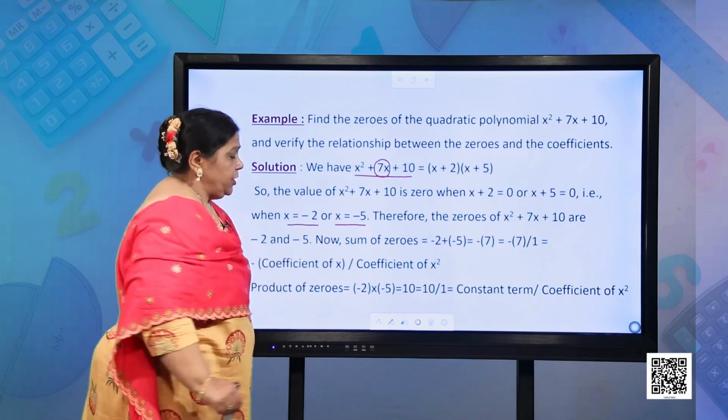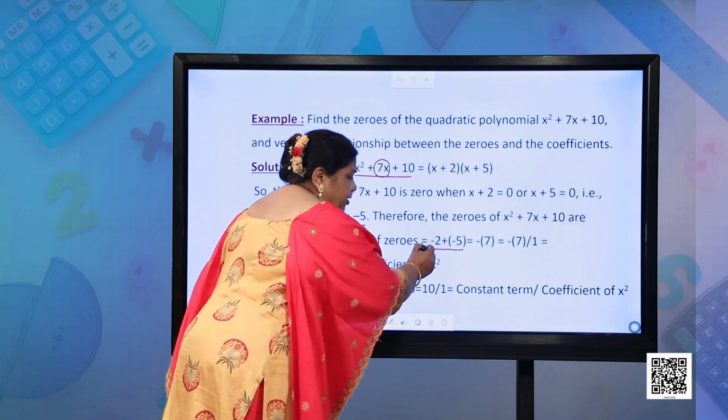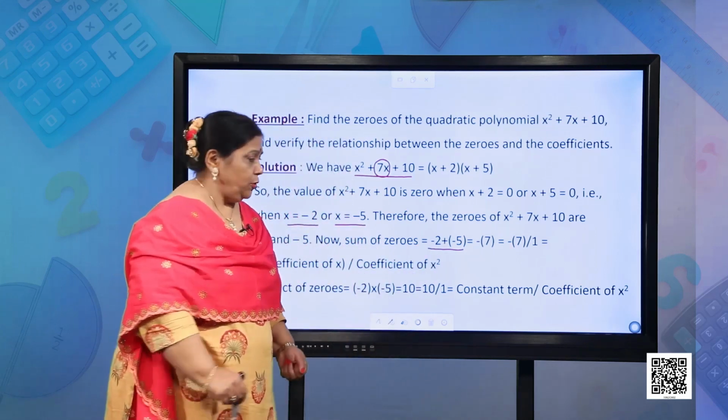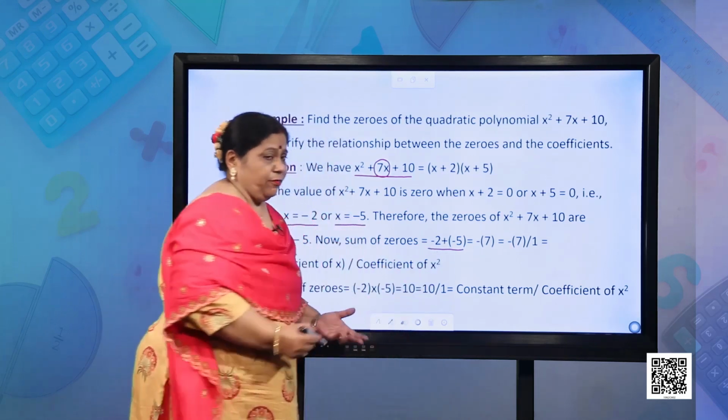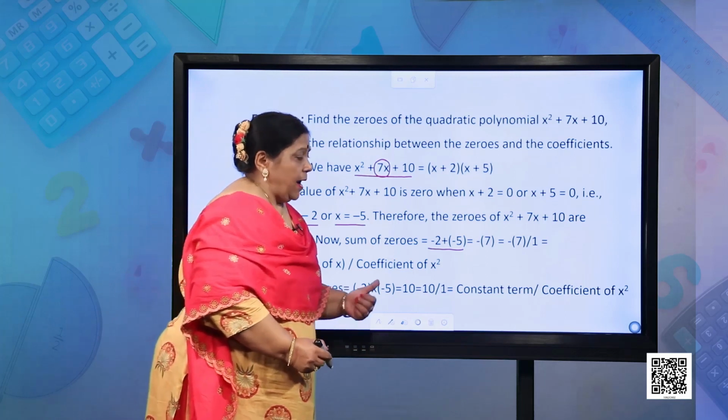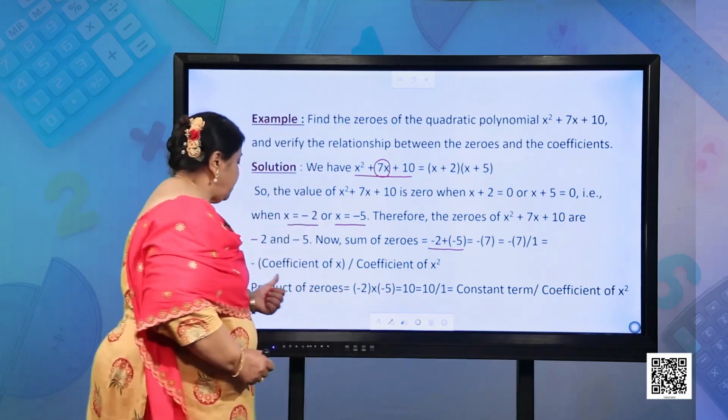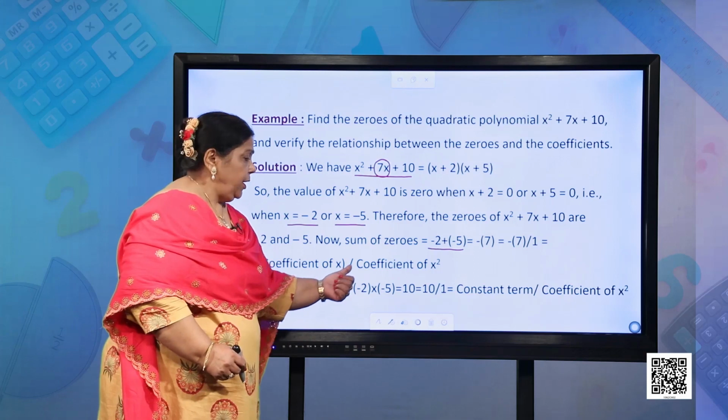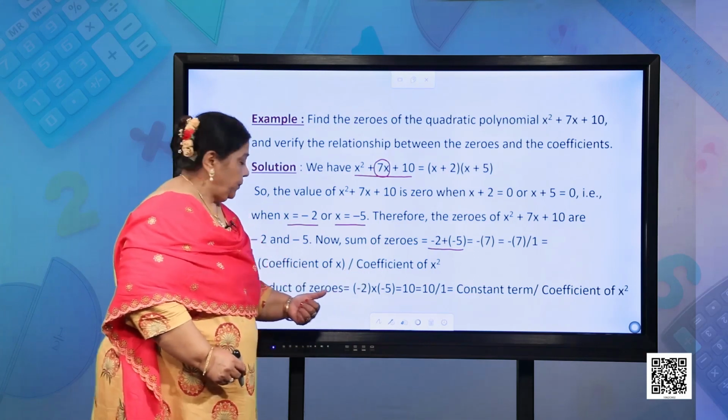Now, the sum of the zeros, just observe, −2 + (−5) is equal to −7, that is obviously equal to −7/1, that means −coefficient of x upon coefficient of x².